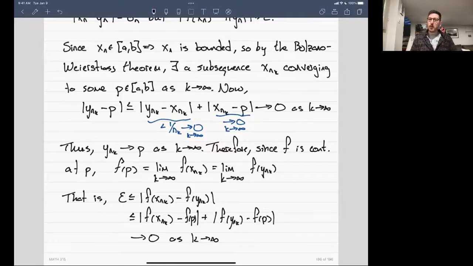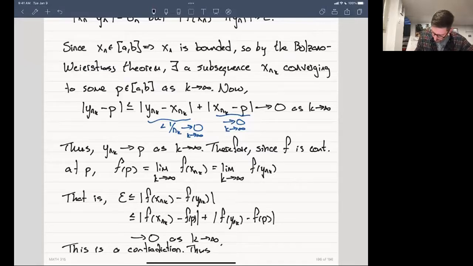But epsilon is positive, right? So I said that the original distance is bigger than 0 for all k. It's actually bigger than epsilon. So epsilon could be 1 over 10 to the 100, but it's still positive. But the right-hand side of this says that I can make that thing as small as I want. In particular, I can make it smaller than epsilon. This is a contradiction. So thus, f is uniformly continuous on [a, b].